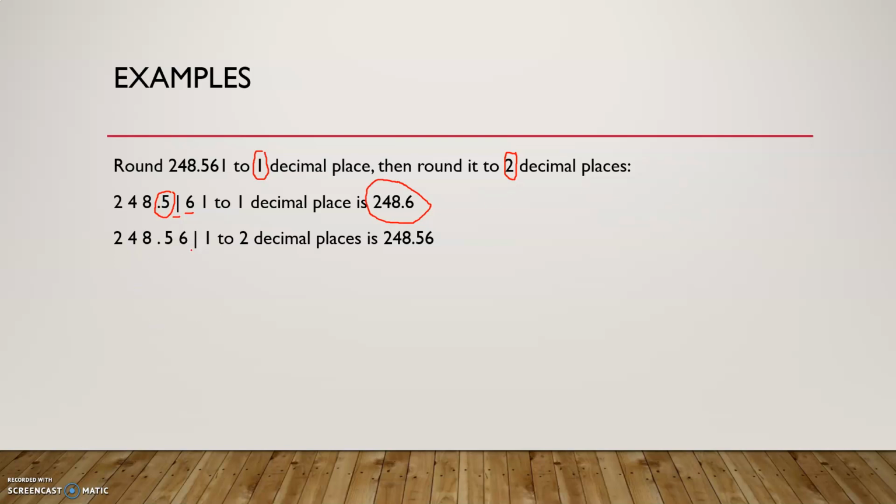Similarly for two decimal places, so we go 5 and 6. So we're looking at this decimal place. Now we go a vertical line here, and then the next digit is 1, which is less than 5. Hence we're going to keep the same number. Hence we go 248.56.